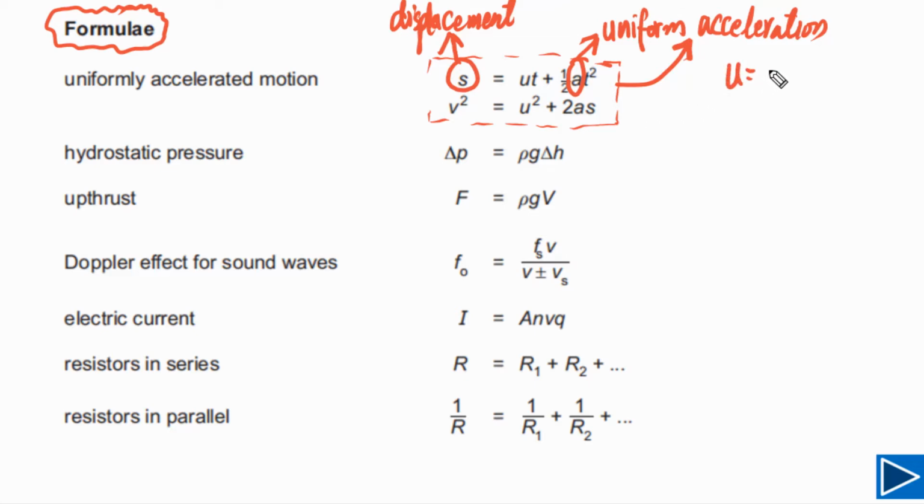u here is representing initial velocity. So we can say u is initial velocity. v here is representing final velocity. So v is final velocity.